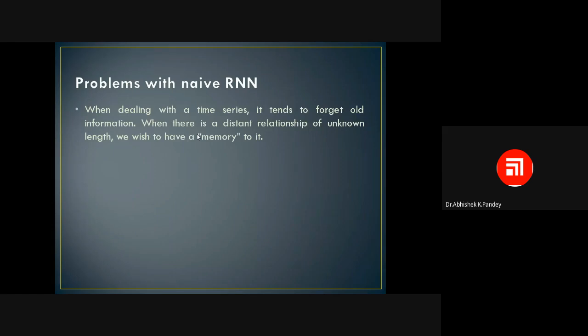What is the problem with RNN? I have just explained it to you. The first problem was time. When you are dealing with time series, it tends to forget old information. That is a very severe problem. When there is a distant relationship of unknown length, we wish to have memory for it. That's where LSTM comes into the picture. Getting my point? What RNN had as a limitation, LSTM has as a feature.